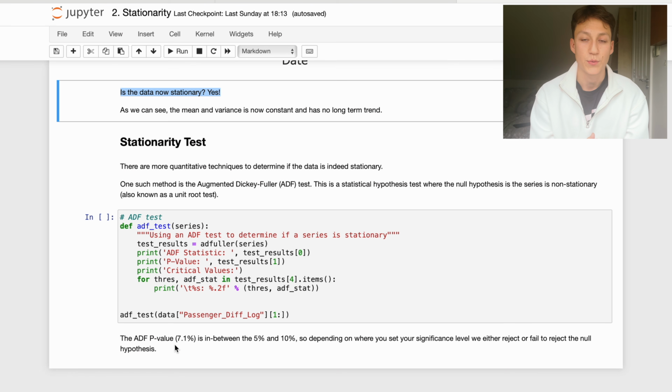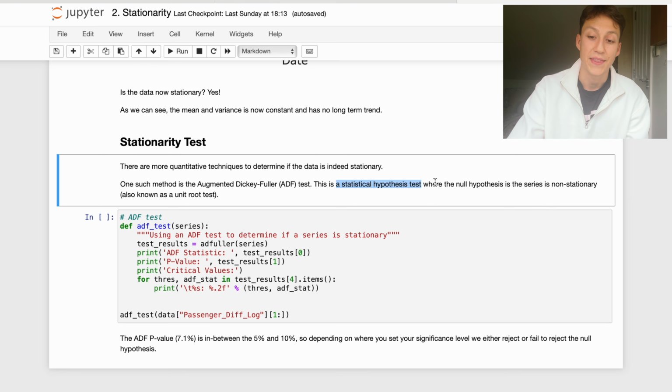Now, the statistical test we'll use to determine if our time series is stationary, the most famous test, is the augmented Dickey-Fuller test. There are others, but this is by far the one that's most used in industry. And like I said, this is a statistical hypothesis test where the null hypothesis is that our time series is non-stationary. Again, if you're not too familiar with statistical tests, don't worry too much about this. This is just the terminology we use to describe tests and statistics and how we carry them out.